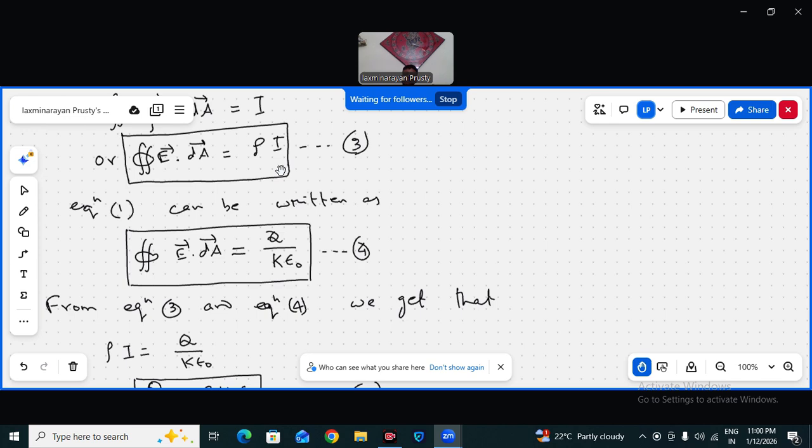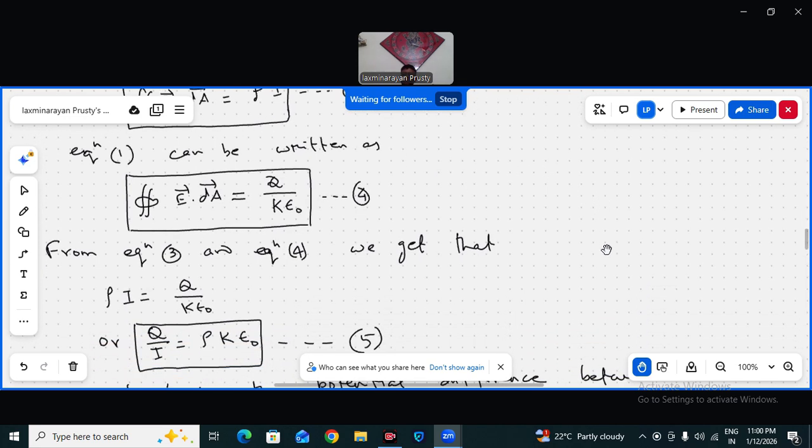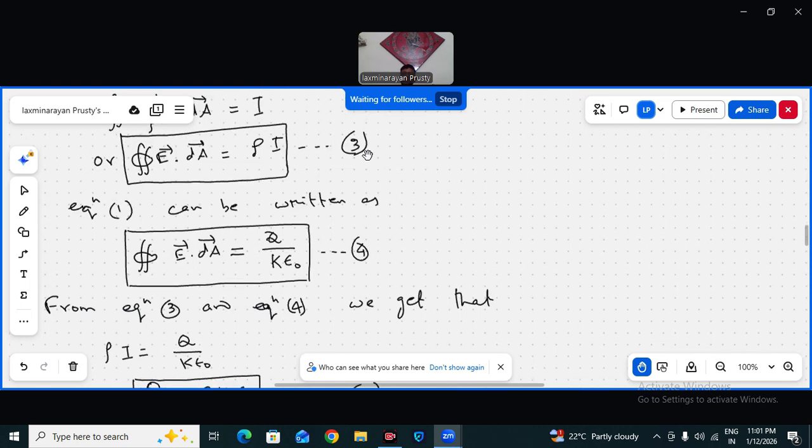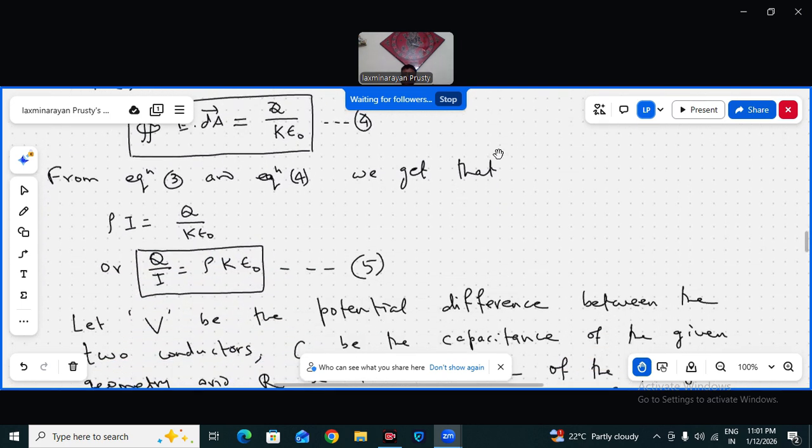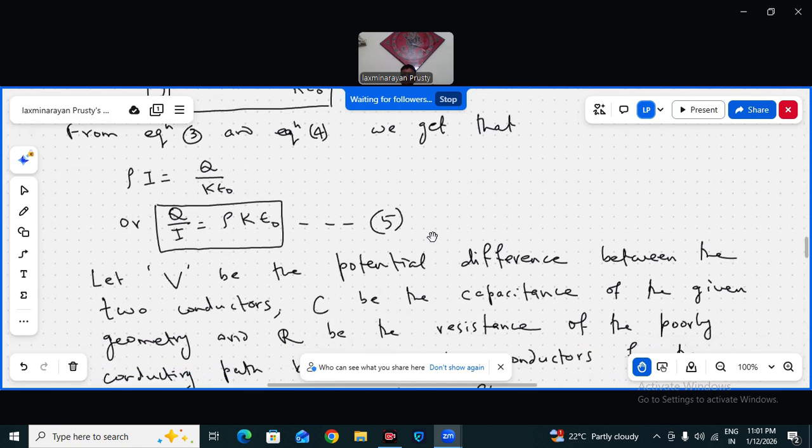This is from the basic definition of the current and the current density. So equating both E dot dA of equation 3 and 4 together, I get rho I is equal to Q by K epsilon 0. Or Q by I is how much? Rho K epsilon 0. Mark it, because equation 5 is very, very important.